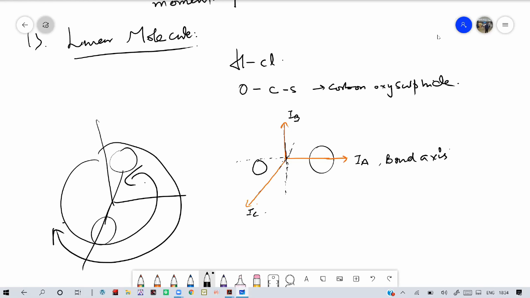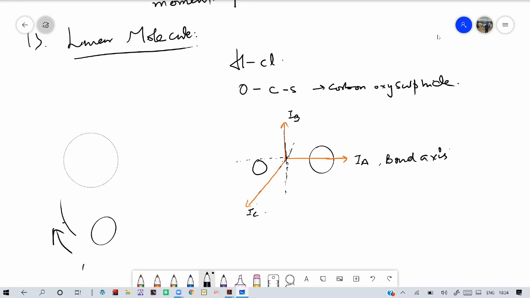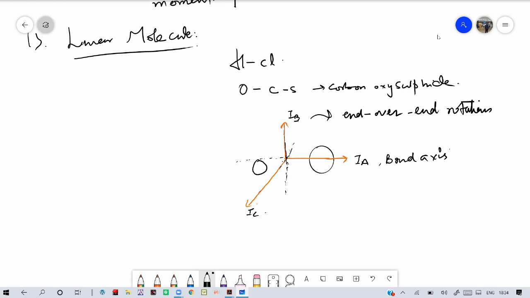Okay, one. So let us assume that it is IB. So when a molecule rotates, there are three different directions of rotations. One is about the bond axis. The other one is, let us suppose, this is rotations in the plane of paper, or this in the plane of board.